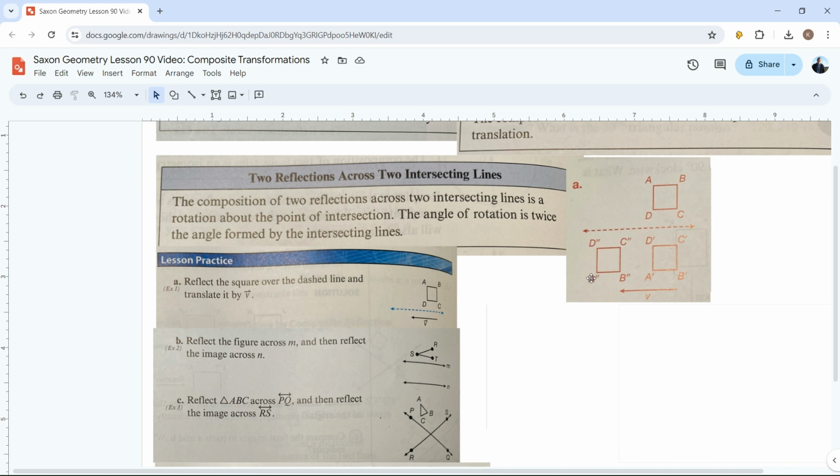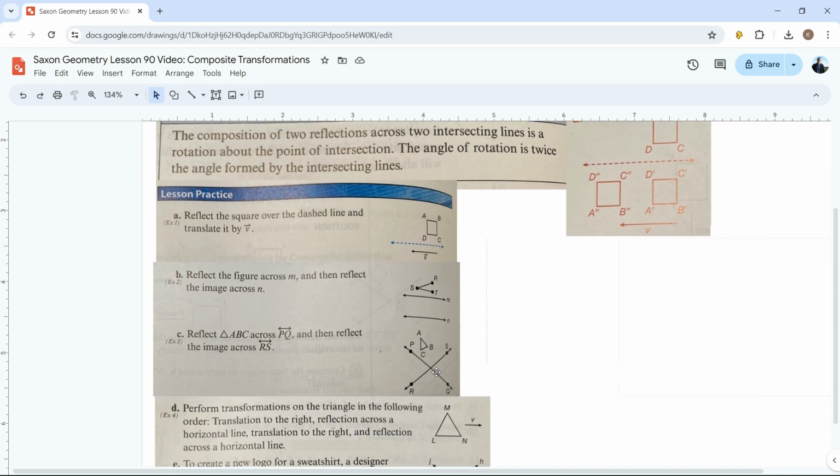Now, the things that you have to measure: you need to make sure you measure distances when you do a reflection, and also make sure you measure the distance of this vector when you do your translation. Let's take a look at letter B. Reflect the figure across M and then reflect across N.